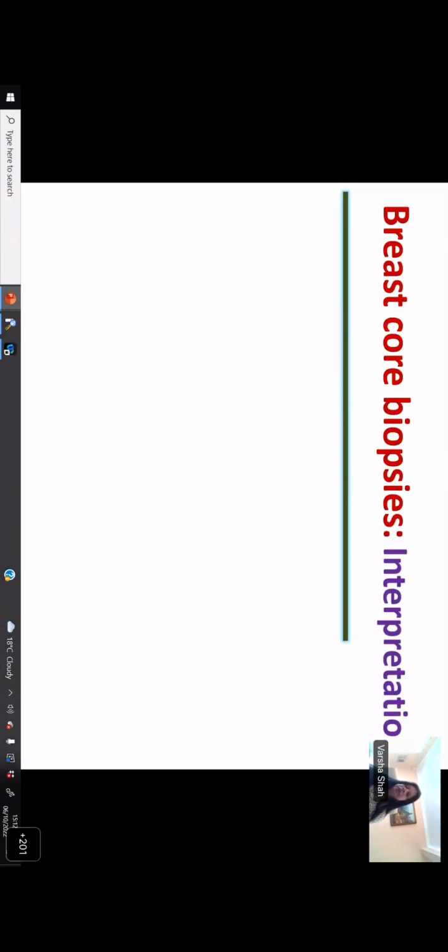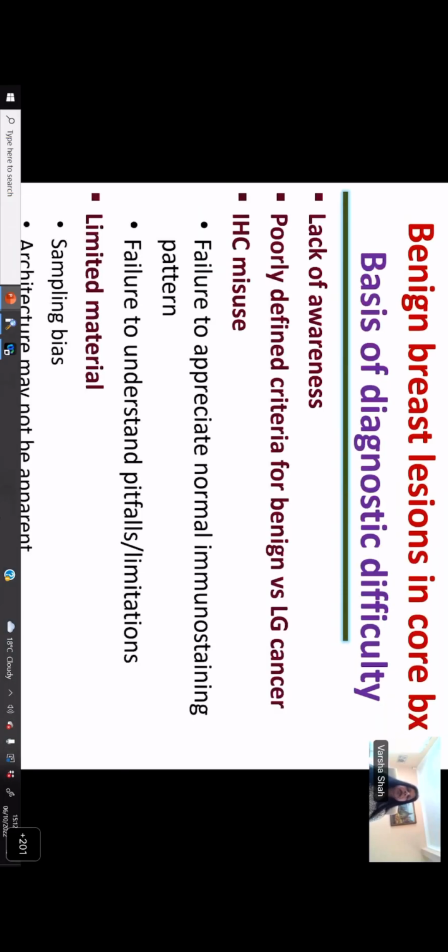So how do you interpret a breast core biopsy? What are the real problems with benign breast lesions in the core biopsy? The problems are either you are not aware of an entity, or you are aware of an entity but you are not familiar with it. Sometimes there are poorly defined criteria for benign versus low-grade cancer. Misuse of immunohistochemistry.